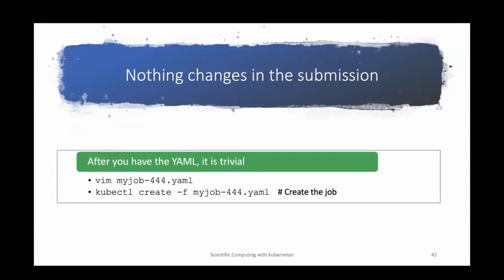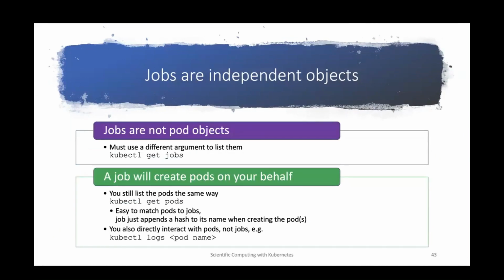In the submission, again, it's very similar, but you must understand that job objects and pod objects are completely independent. So in order to see your jobs, you actually have to use kubectl get jobs. Now, a job creates pods on your behalf. So in order to monitor the pods themselves, you still use what you have done before, kubectl get pods, and you can get the logs from kubectl logs like you did before, on the pods, not on the jobs. But just remember the two are independent.